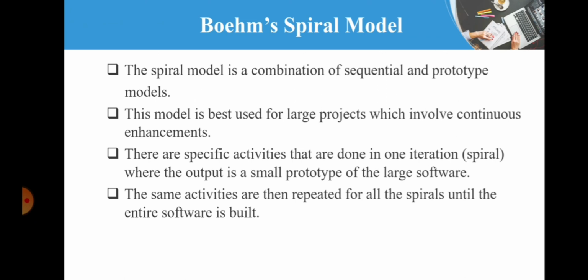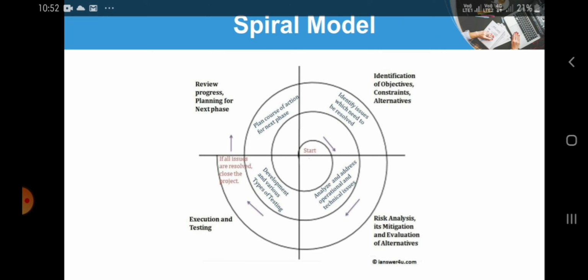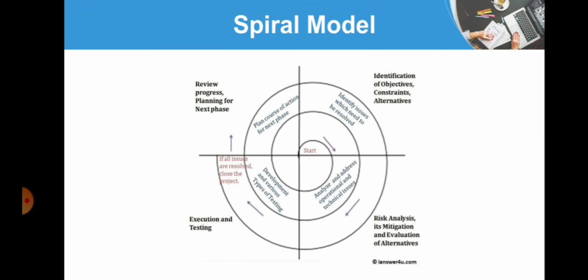Then the diagrammatic representation of the spiral model consists of four task regions. Here, as the evolutionary process begins, at the first phase the software engineering team moves around the spiral in the clockwise direction, beginning at the center. The first spiral is used to develop the prototype, and progressively more sophisticated versions of the software are developed.